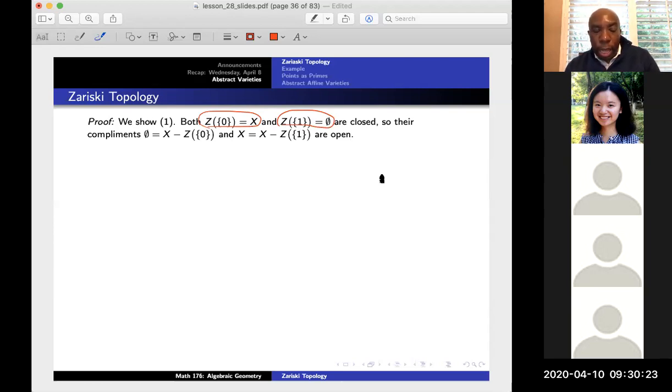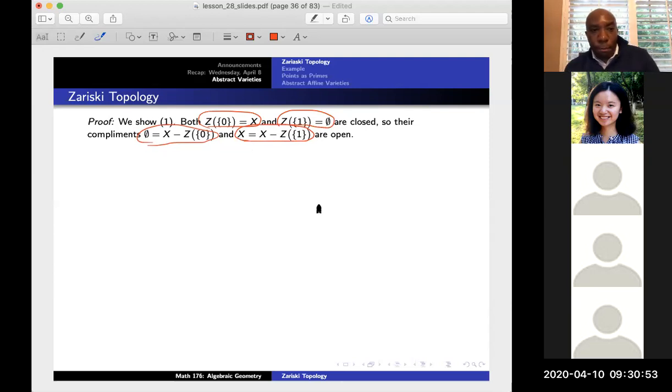So the zero set of the zero polynomial is the whole space. The zero set of the polynomial 1 is the empty set. So these are two examples of closed sets. So now I can look at the complements. The complement for the zero polynomial, of course, is the empty set. And the complement for the constant polynomial 1 is the whole space.